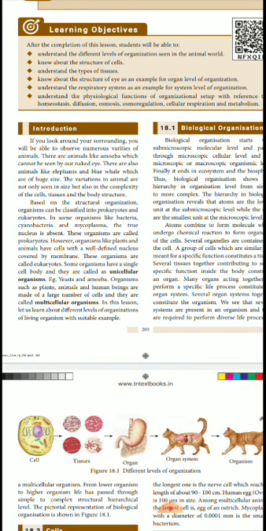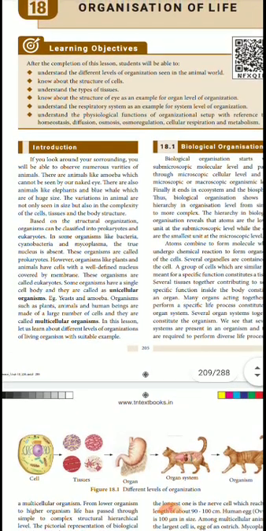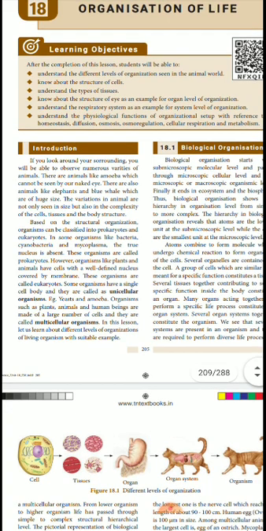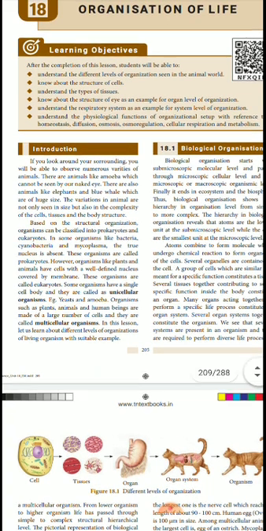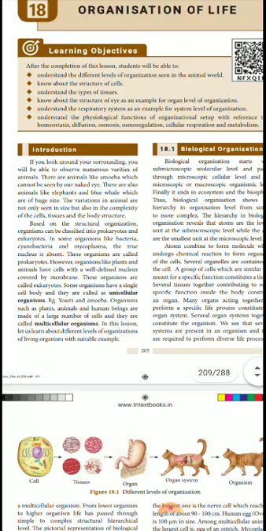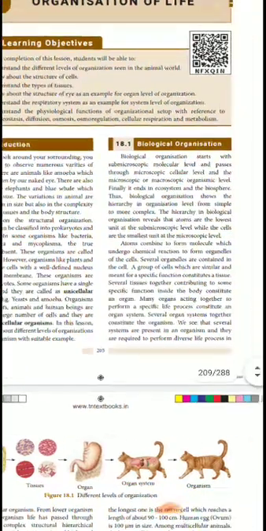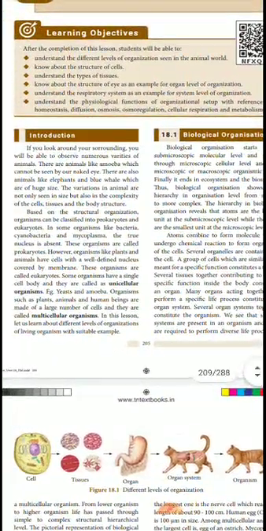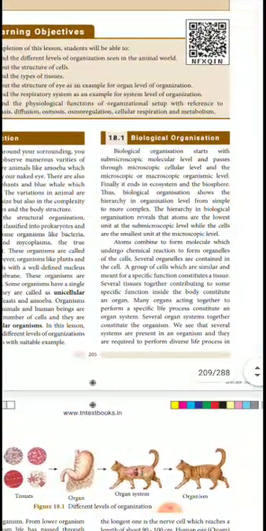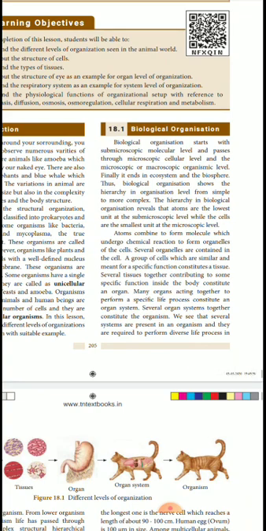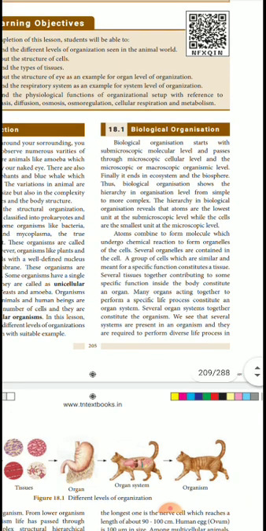We already studied this. If you look around, a vast number of varieties of animals are present. There are animals like the elephant and the blue whale, which are of huge size. Bacteria, on the other hand, are very small organisms. So we can see organisms from small to large. Biological organization starts at the microscopic molecular level and proceeds through microscopic and macroscopic organisms. Small, tiny organisms and huge organisms are present in the world.